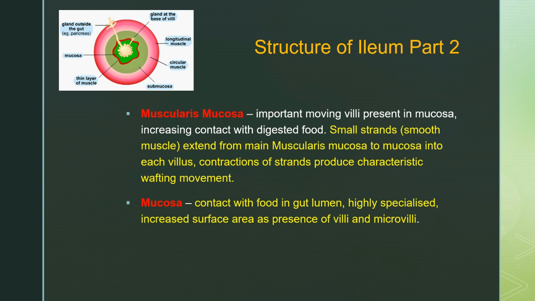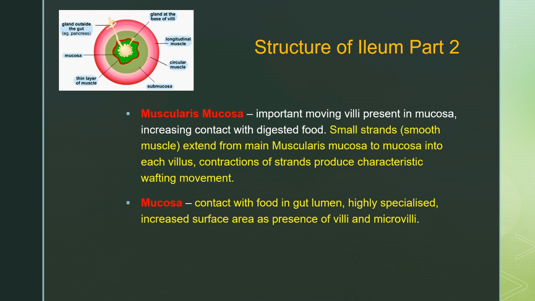It's basically just a very nice 2D image saying what's what. So you go from your submucosa to your muscularis mucosa before you get to the full mucosa. The reason for this is that your muscularis mucosa is very important for moving villi, which are present in the mucosa, which means it increases the contact with digested food. Without this, the villi present in the mucosa wouldn't come in contact with the digested food.